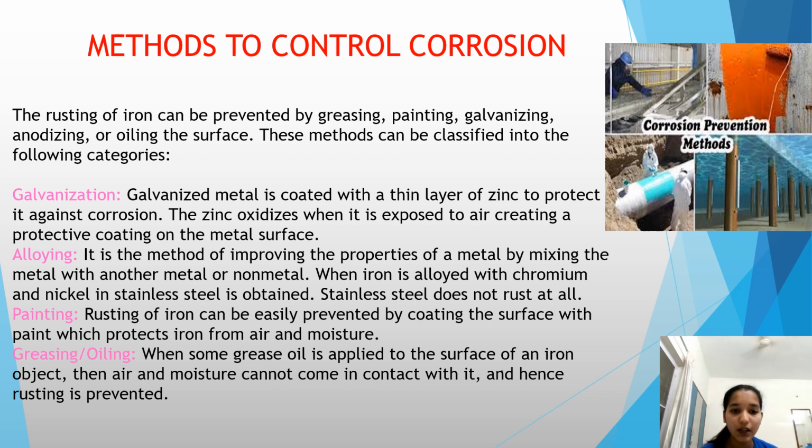Alloying. It is a method of improving the properties of a metal by mixing the metal with another metal or non-metal. When iron is alloyed with chromium and nickel, stainless steel is obtained. Stainless steel does not rust at all.